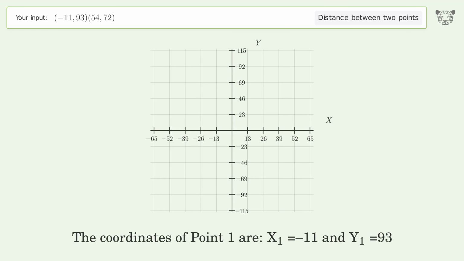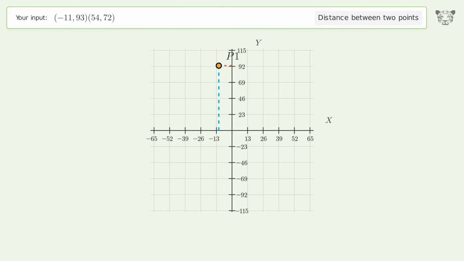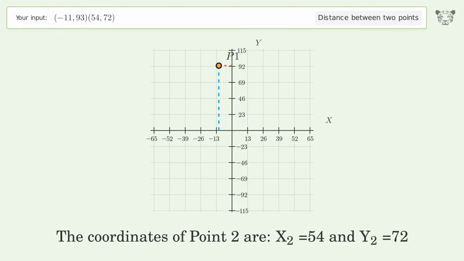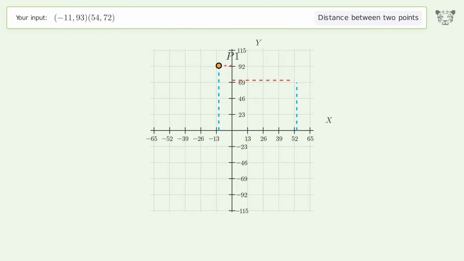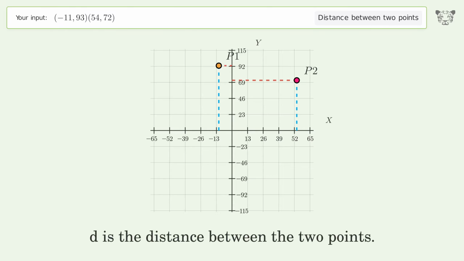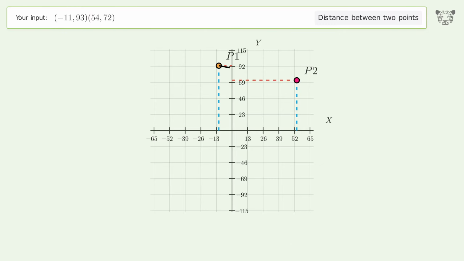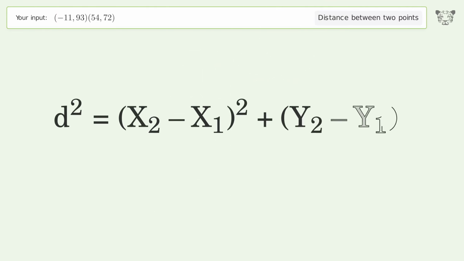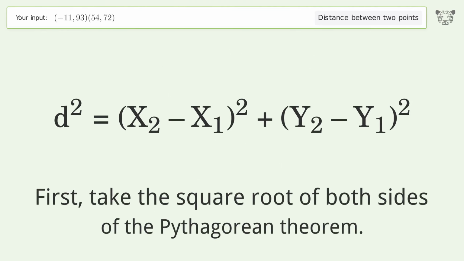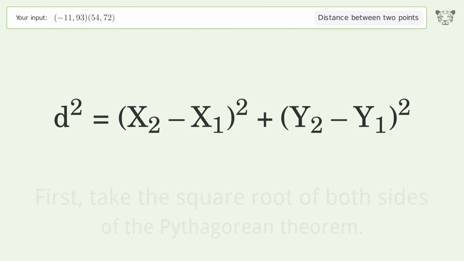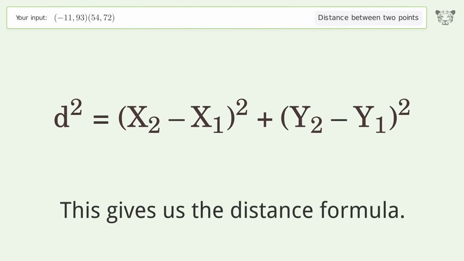The coordinates of point 1 are x1 equals -11 and y1 equals 93. The coordinates of point 2 are x2 equals 54 and y2 equals 72. D is the distance between the 2 points. First, take the square root of both sides of the Pythagorean theorem. This gives us the distance formula.